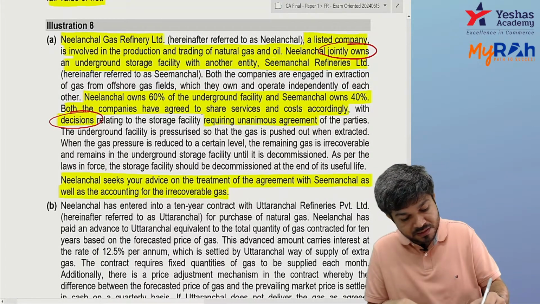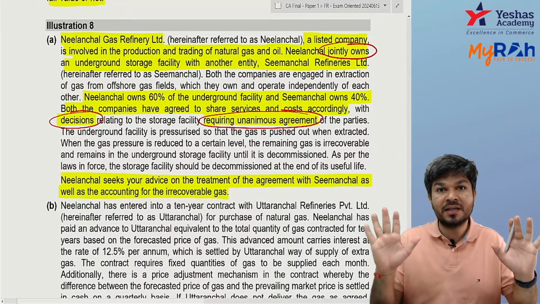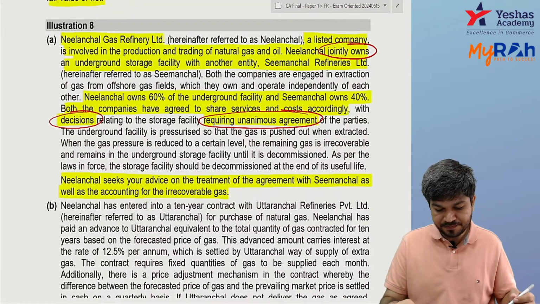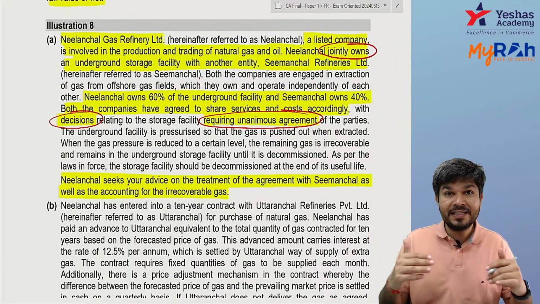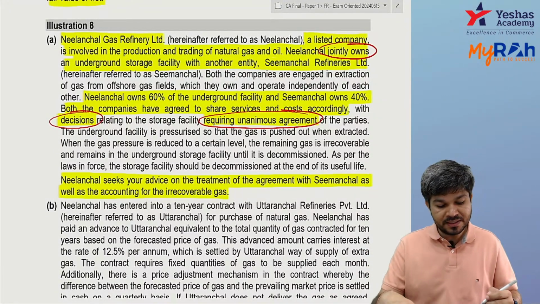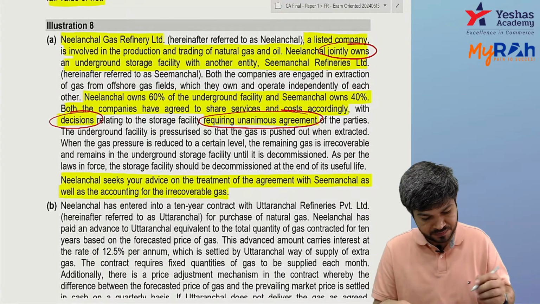No. Sir, decisions require a unanimous agreement. So it's a joint arrangement. New entity not created, it's a JO, joint operation.